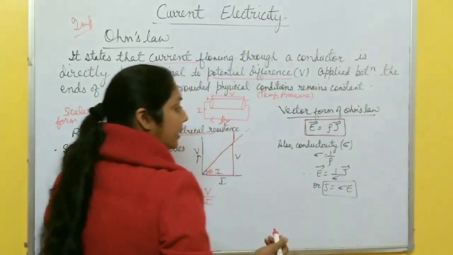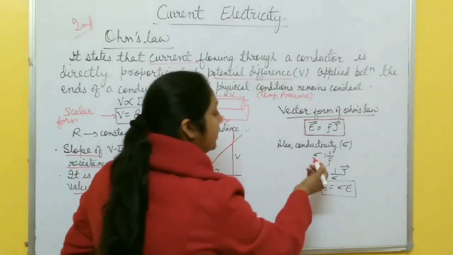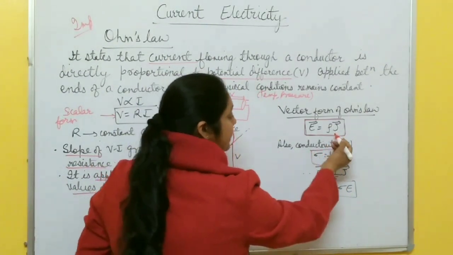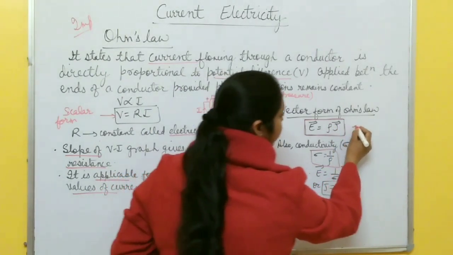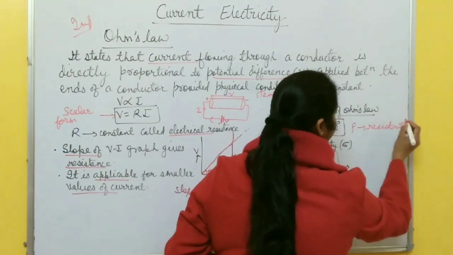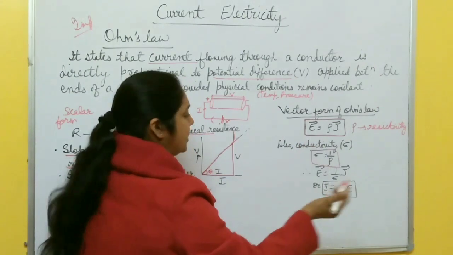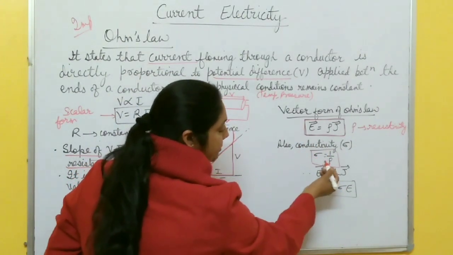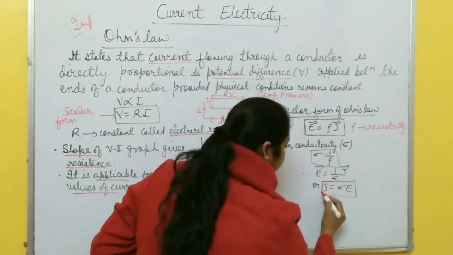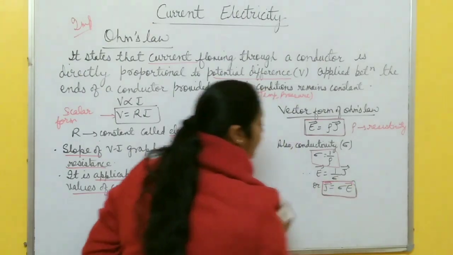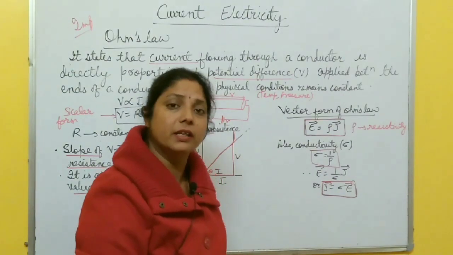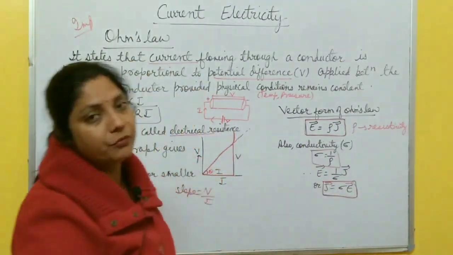One more thing, you can also write it in terms of conductivity. Conductivity is the reciprocal of resistivity, represented by sigma. Rho is resistivity, or specific resistance. We will discuss this term in detail when we study resistance. So sigma equal to 1 by rho, which means rho equal to 1 by sigma. From here J equal to sigma E. This is another vector form of Ohm's law. You can write E equal to rho J or J equal to sigma E. These two are vector forms of Ohm's law.